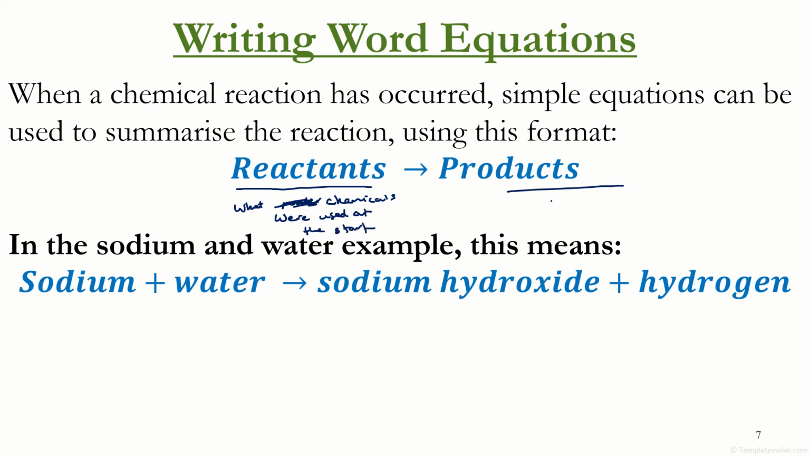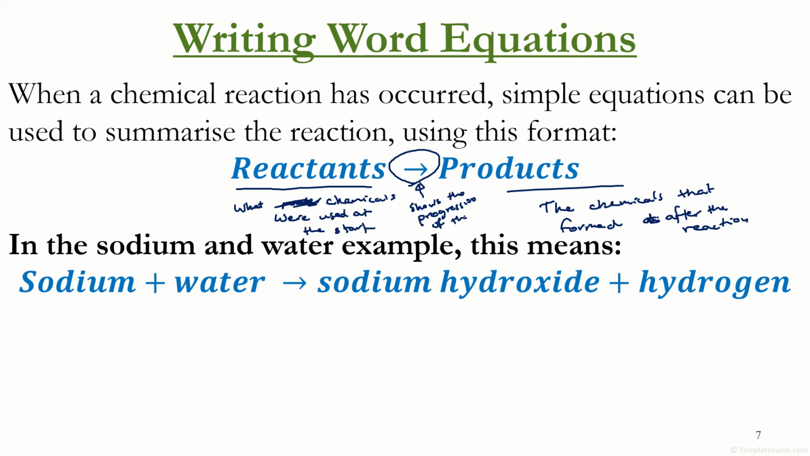The products are the chemicals that form due to the reaction or after the reaction. What you might see here is a little arrow. Now this arrow is showing the progression of the reaction. So what's it showing us? It's showing us it's going from here to here.